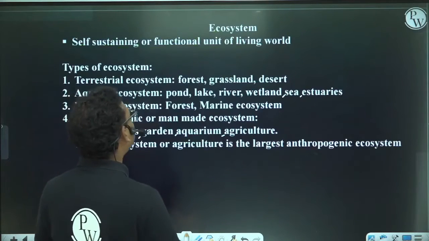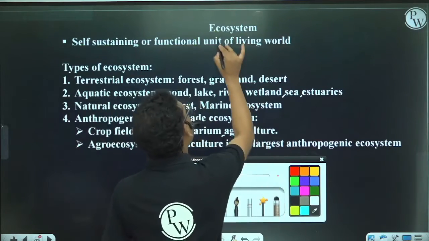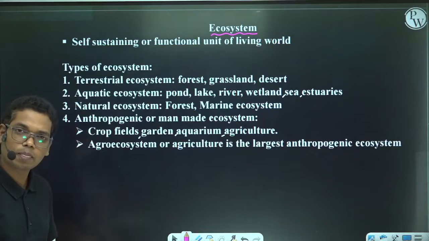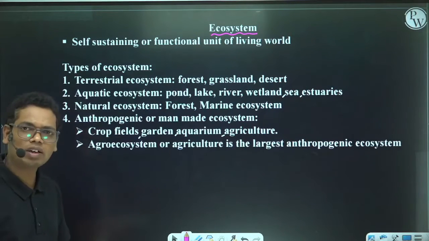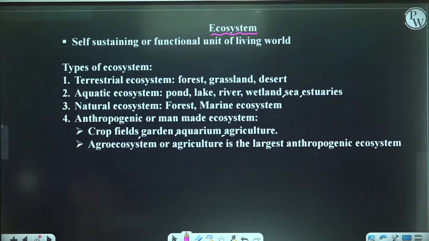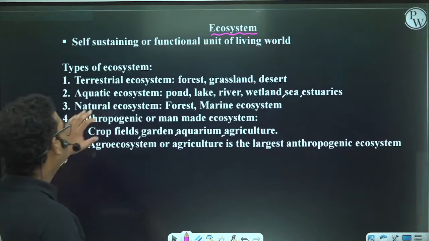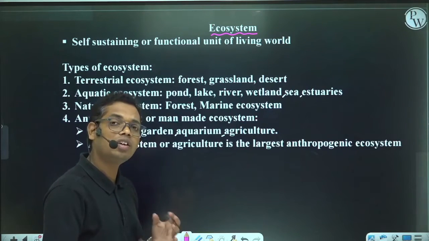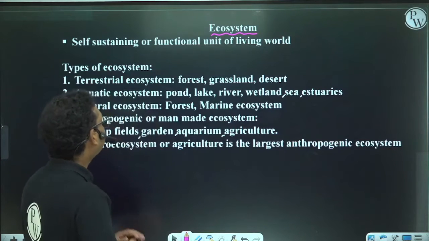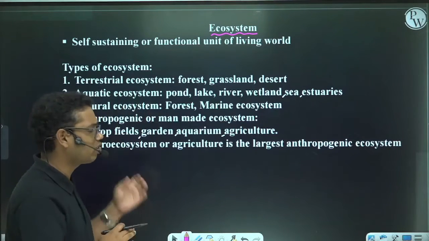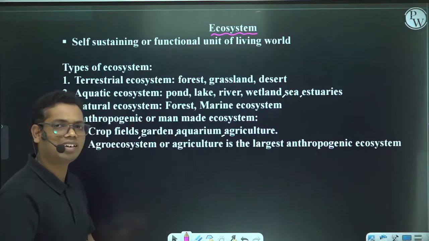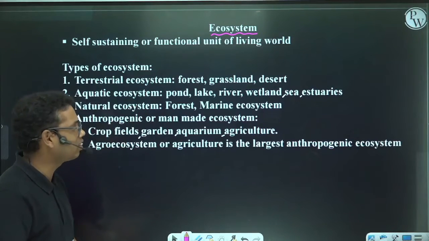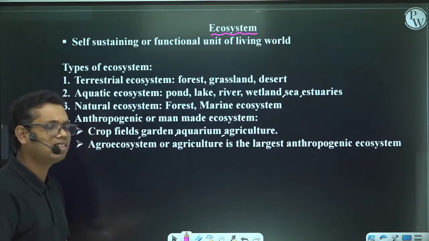Okay, now let's talk about ecosystem. So ecosystem is basically a self-sustaining or functional unit of the living world. This ecosystem can be classified based on the place where they are present or based on the involvement of human beings. If they are present on terrestrial habitat, we call that terrestrial ecosystems. Examples: forest, grassland, desert, etc. And if they are present in a water body, we call that aquatic ecosystem. Examples: pond, lake, river, wetland, sea, estuaries.